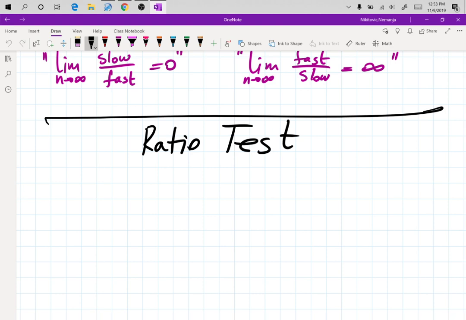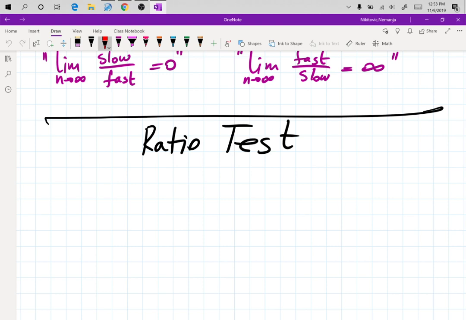Time for ratio test. Ratio test is not exclusively for factorials, but all factorials will be done with ratio test. So ratio test does more than factorials, but it is the only test when you see factorials. You know it's ratio. That's worth writing down in your notes. Other things can be done with ratio test as well.